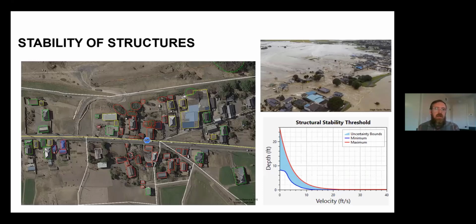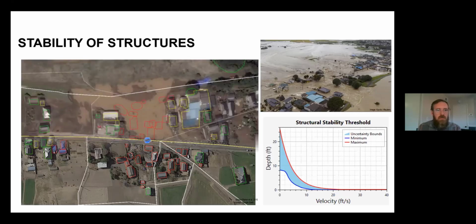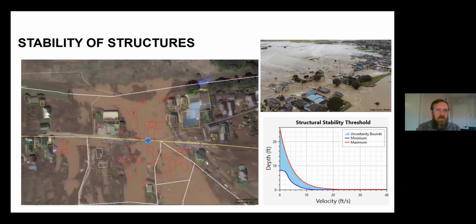So every structure has a material type associated with it, and there is a stability threshold associated with that material. So for, let's say, wood framed structures like these in Japan, there may be a maximum and minimum stability threshold based on depth and velocity of flooding, and some uncertainty between there where the structure may or may not collapse. You can see here, a lot of these structures did collapse during this levee breach, and we were able to calculate those in LifeSim.